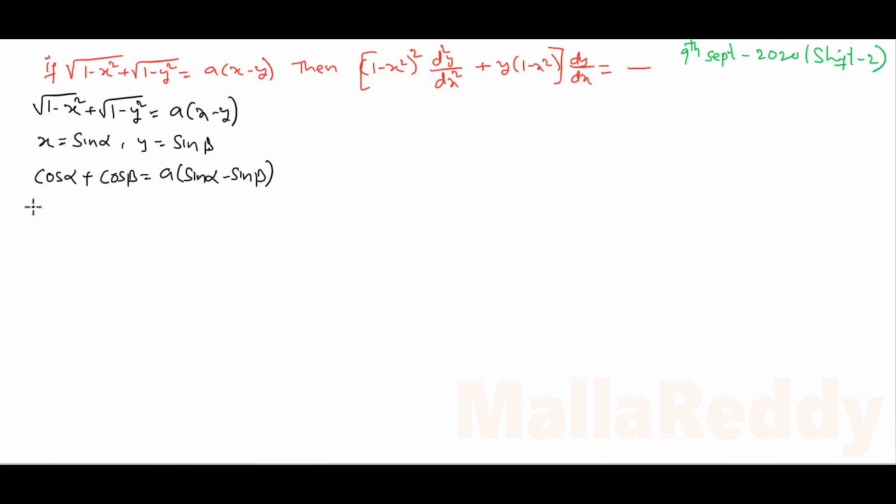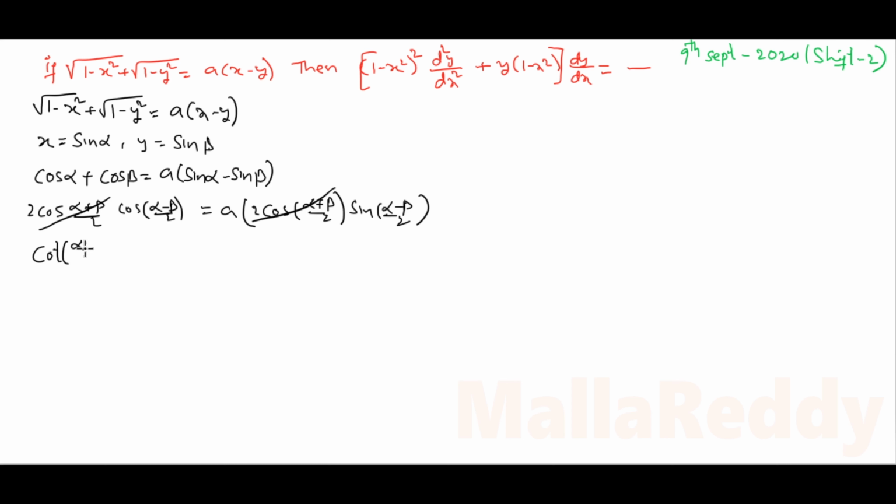It is in the form of cos C plus cos D, that is 2 cos of alpha plus beta by 2 into cos of alpha minus beta by 2, is equal to small a into sin alpha minus sin beta, that is sin C minus sin D, that is 2 cos of alpha plus beta by 2 into sin of alpha minus beta by 2. Here 2 cos alpha plus beta by 2 cancels. From this equation cot of alpha minus beta by 2 is equal to small a. Therefore alpha minus beta is equal to 2 into cot inverse of a.